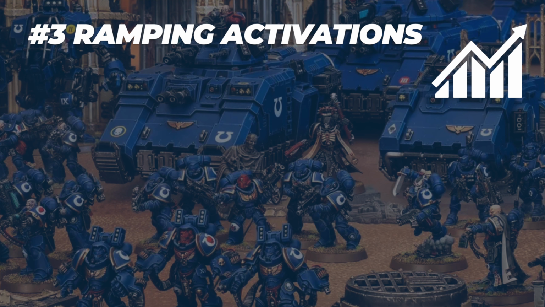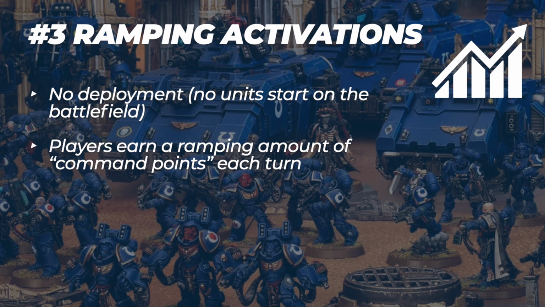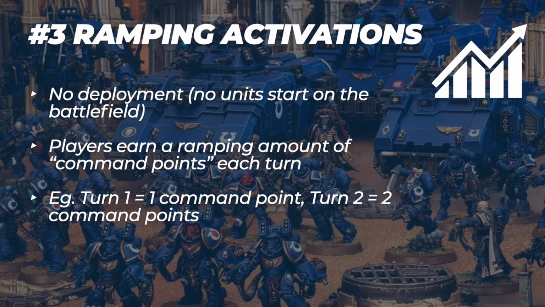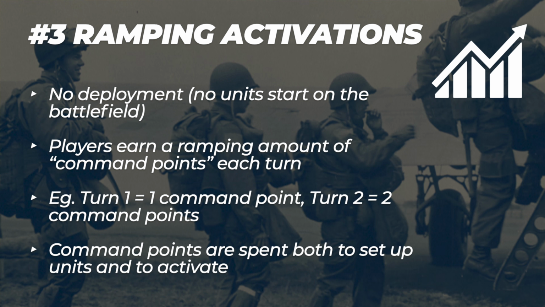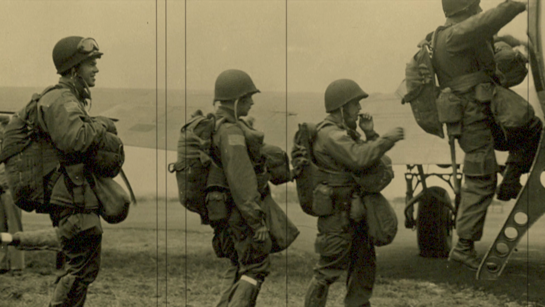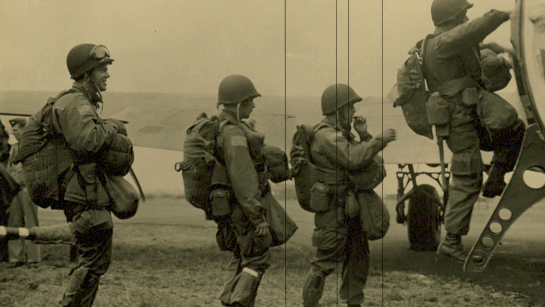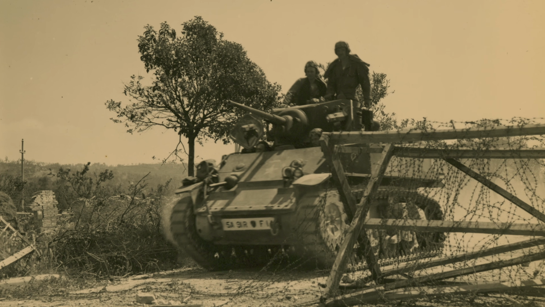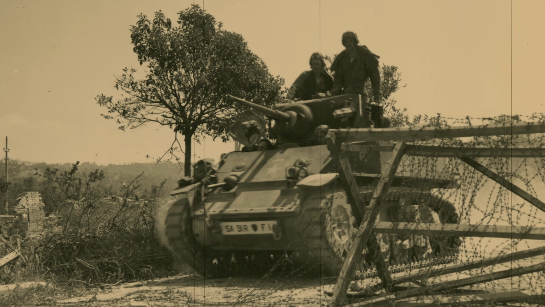There would be no deployment, you just set up the battlefield and say go. And as the rounds progress, you receive a ramping amount of command points each turn, and those command points are spent both on bringing units to the battlefield and activating them. I'm going to use the Second World War as an example here, as I think it would fit this style of game. You can imagine one player spending their single command point in their first turn to parachute down a unit of paratroopers near an objective, and then on their second turn using their 2 command points to bring on a light tank from their board edge and to move those paratroopers into cover around that objective.